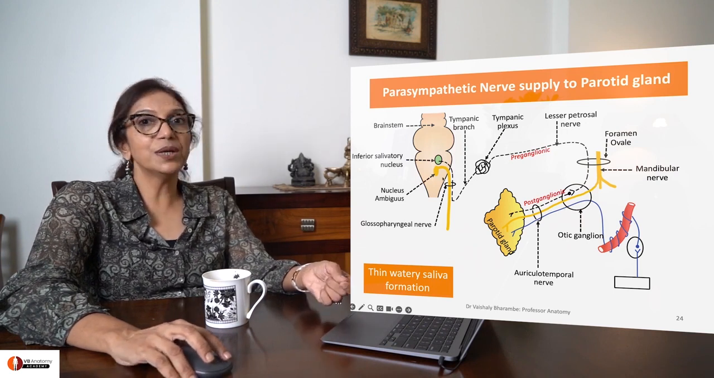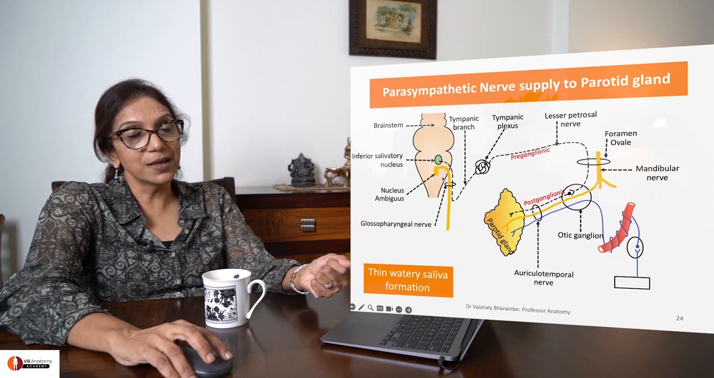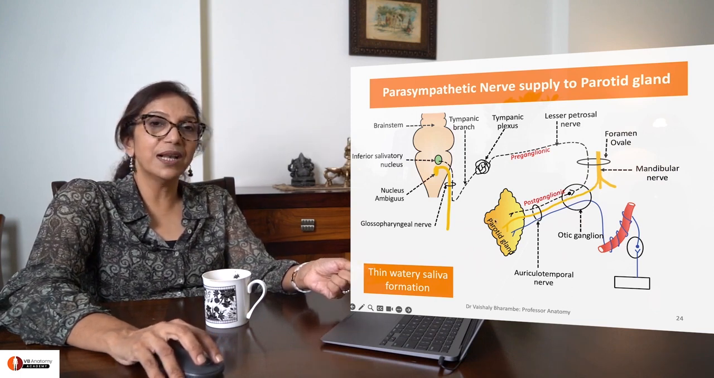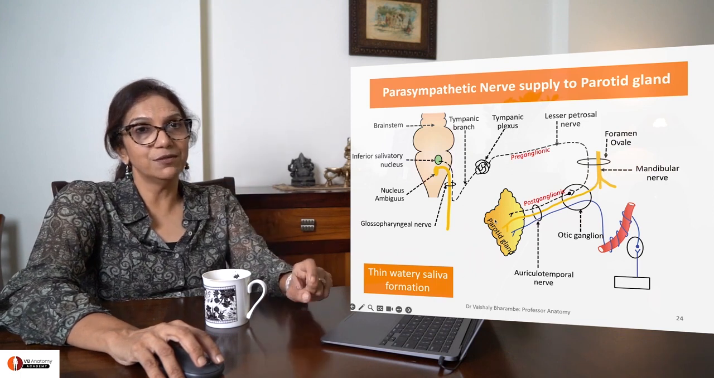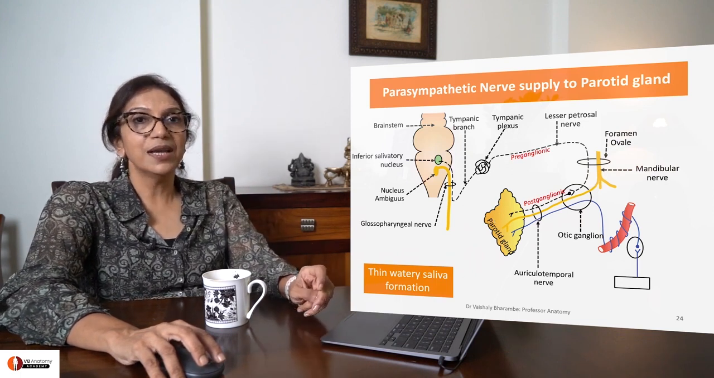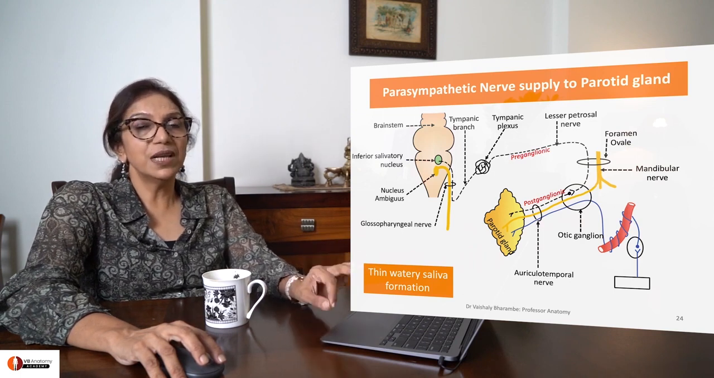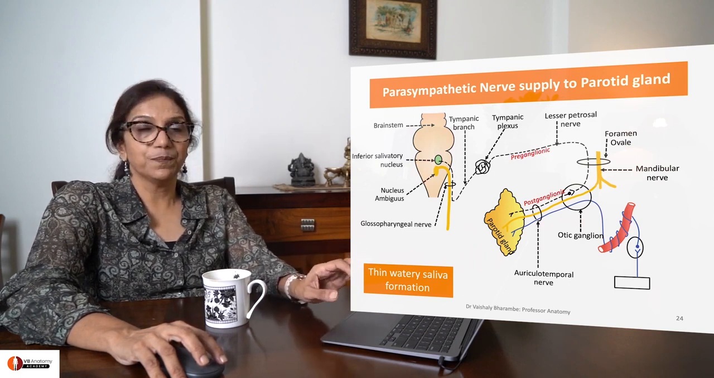These fibers before the ganglion are called preganglionic. Fibers from the otic ganglion now travel to parotid gland through auriculotemporal nerve. These are postganglionic and they bring about stimulation of parotid gland with secretion of thin, watery saliva.